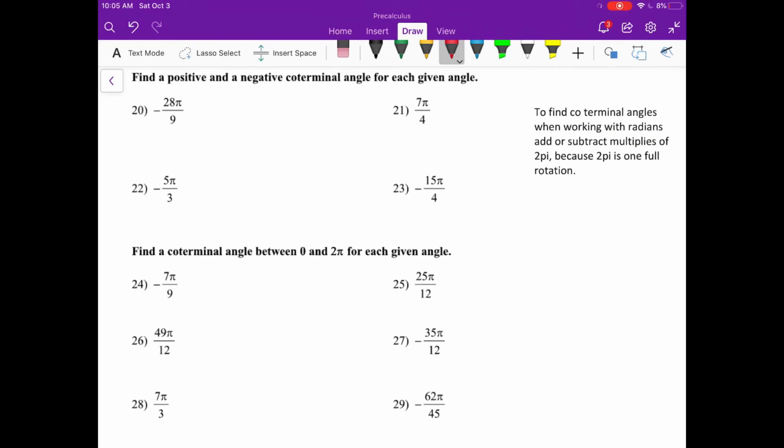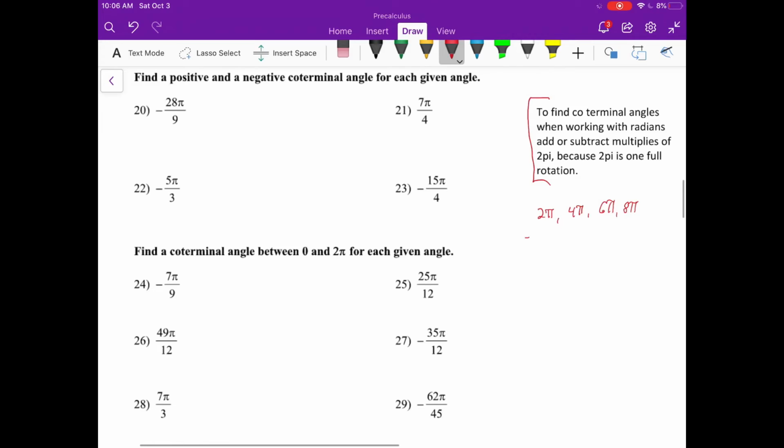So now what we're going to do is look at finding coterminal angles when working with radians. And so over here on the right, to find coterminal angles when working with radians, add or subtract multiples of 2 pi, because 2 pi is one full rotation. Multiples of 2 pi: 2 pi times 1 is 2 pi, times 2 is 4 pi, times 3 is 6 pi. So you're really going to be adding even multiples of pi, or subtracting. So you could subtract 2 pi, or 4 pi, or 6 pi.